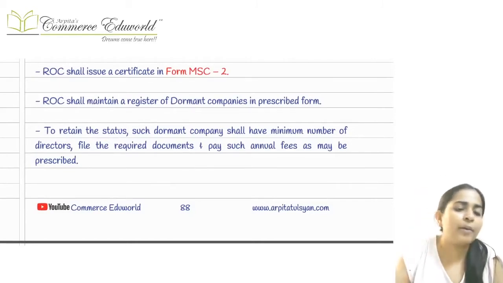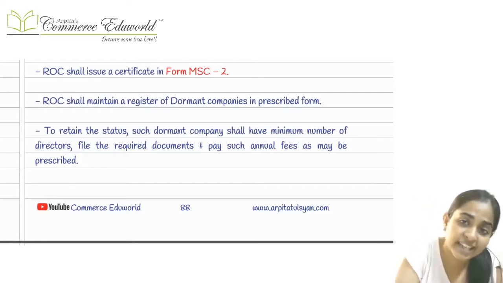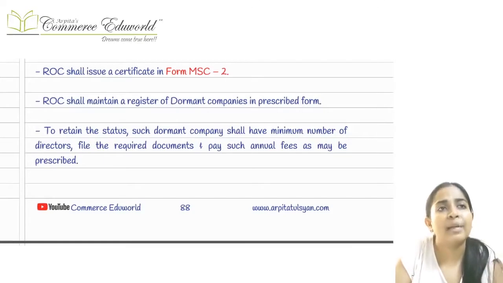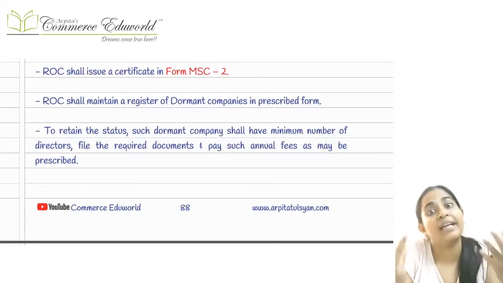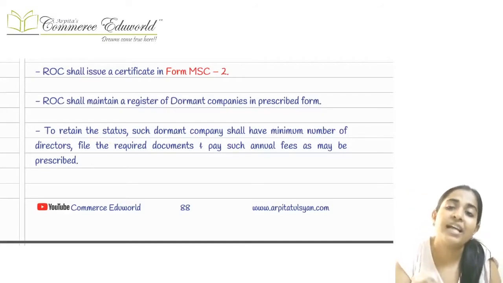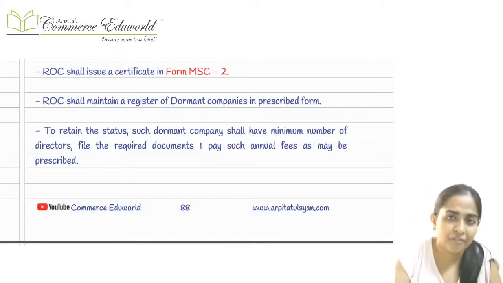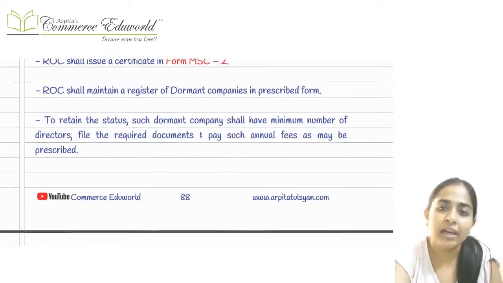Now, too many compliances which were generally applicable to a normal company get reduced in the case of a dormant company. But following the minimum number of directors criteria, paying the annual fees, and filing the dormant company return are some provisions that are still applicable. Even then, it is far less in terms of compliances as compared to a normal company.